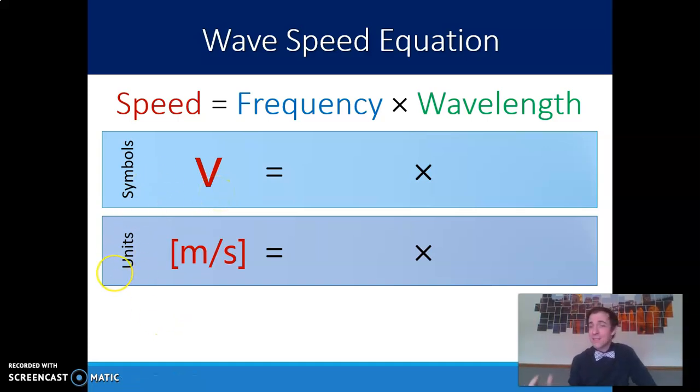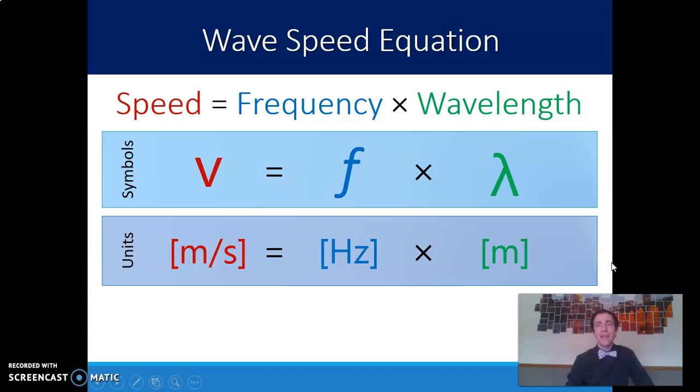Now the units of speed are still going to be meters per second. Frequency we represent with this italicized lowercase f, and that is represented again in hertz. And then wavelength, which we saw last video, is represented using this lambda symbol, this Greek letter, and wavelength is represented with a lowercase m for meters in its units.